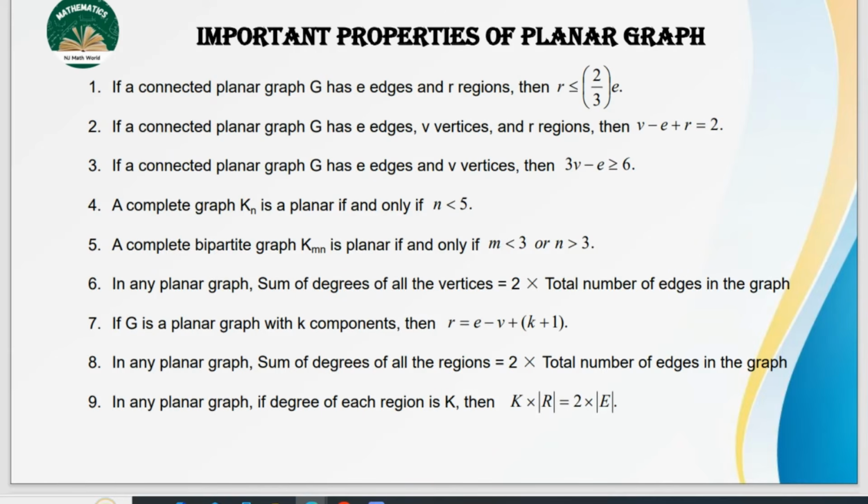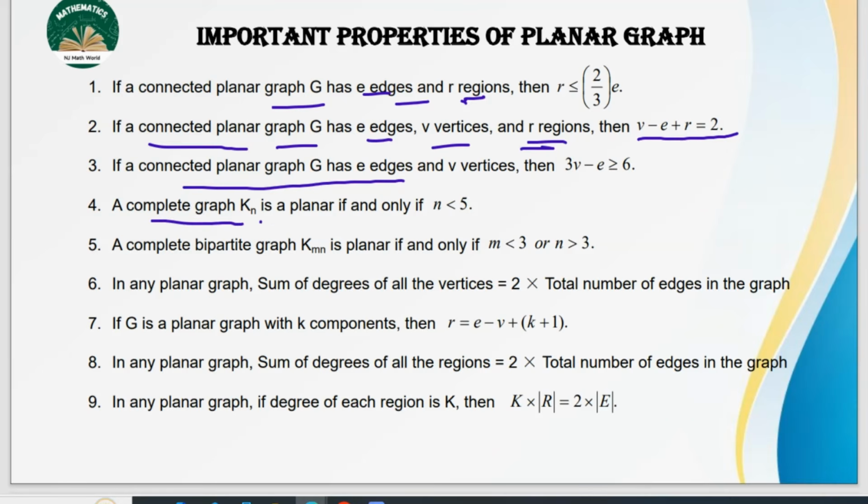So here some of the important properties are: if you have a graph with edges E and regions R, then R should always be greater than or equal to 2 by 3 E. If it is a connected planar graph with vertices V, edges E and regions R, then V minus E plus R is equal to 2. Then for a connected planar graph with E edges and V vertices, 3V minus E is greater than or equal to 6.